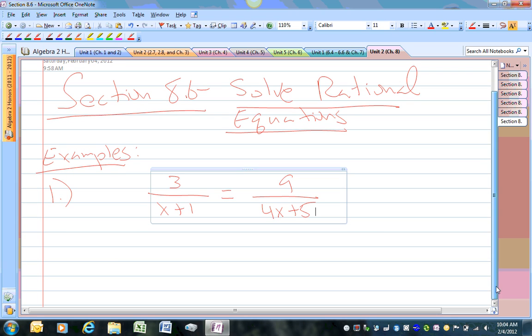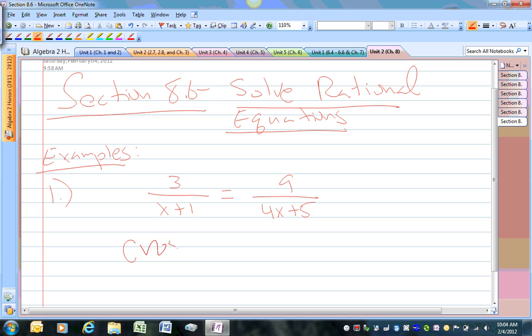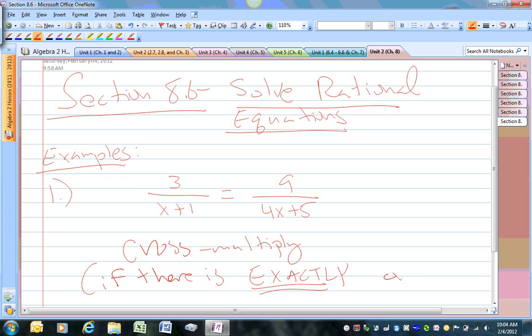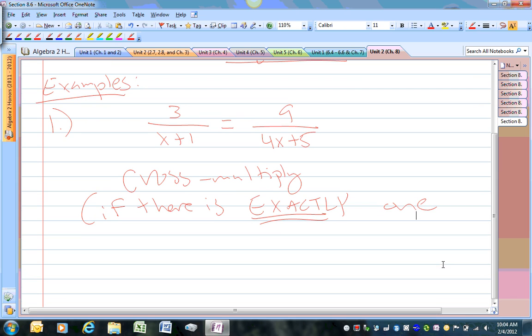So in this case, what I'll do is I'll just cross multiply. You can cross multiply if there is exactly one rational expression on each side. And I'll talk about why that works that way a little later. But we can cross multiply if there's exactly one rational expression on each side.